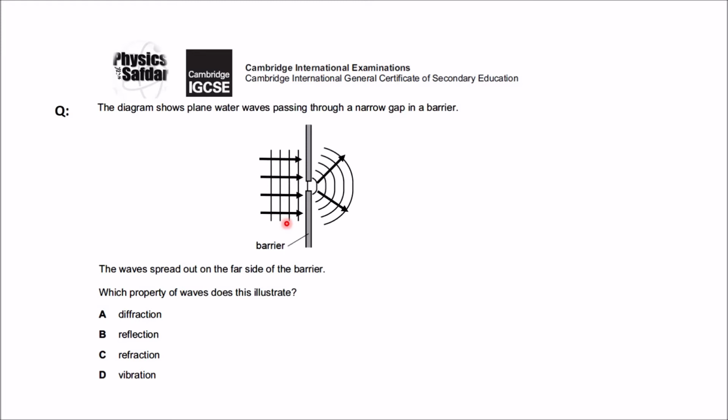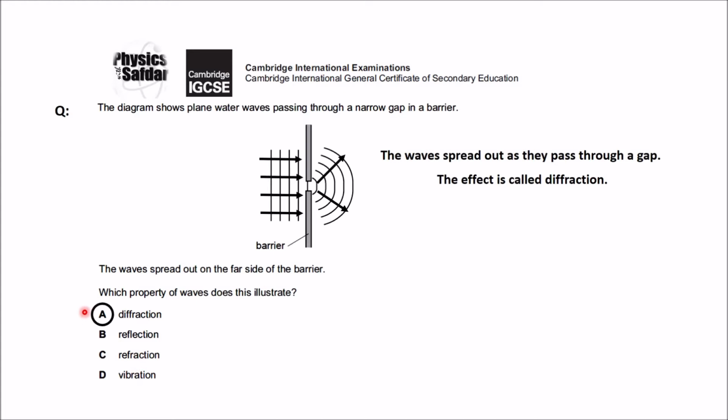So what is this? This is called diffraction. So look at this definition. The wave spreads out as it passes through a gap. This effect is called diffraction. So now you can select your answer from diffraction, reflection, refraction or vibration. It is very clear. The process is diffraction. So option A is the right answer.